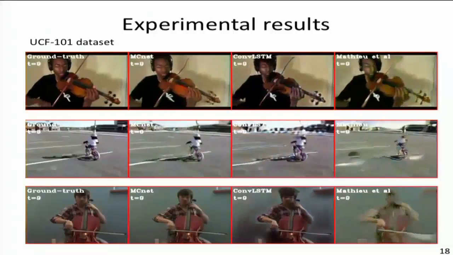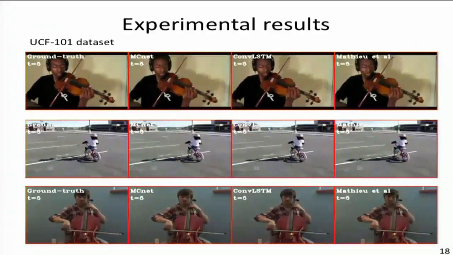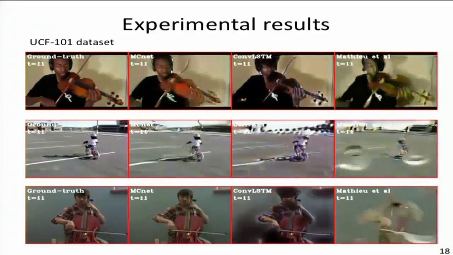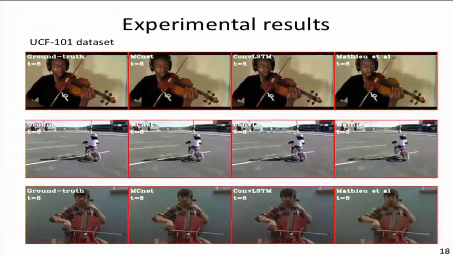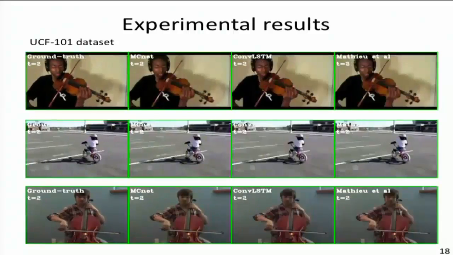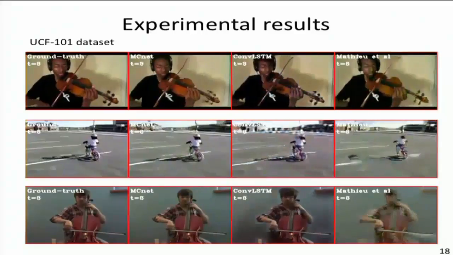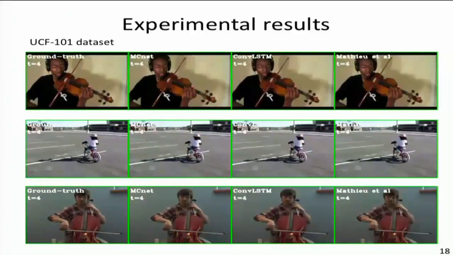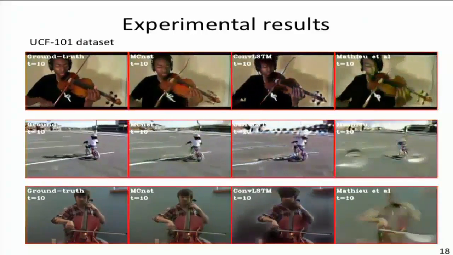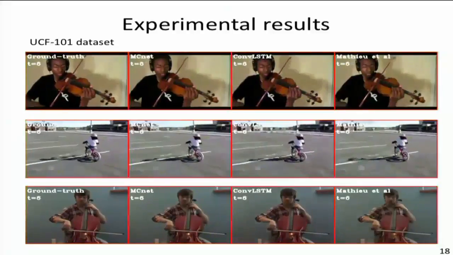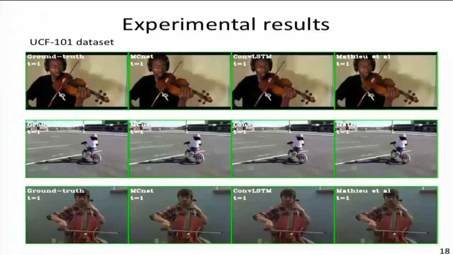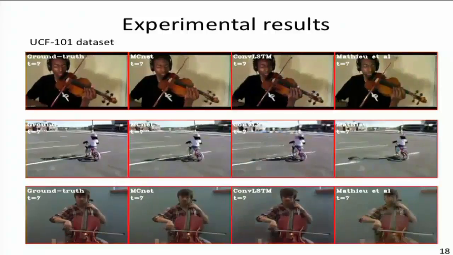And I would say this is very, very challenging. So even our model is not really making a very long-term prediction. We can make maybe up to 5 to 10 frames reasonably, but after that it gets quite blurry. But still we can see that compared to other strong baselines, our method seems to work much better.